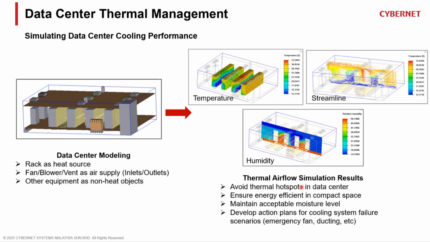With this kind of data, you want to avoid hotspots in the data center. You want all the aircon to be able to reach all the data racks, and sometimes you want to maintain an acceptable moisture level. Once you have all this, you know how your aircon is going to perform inside the data center, whether it's really able to cover everything or there's some area where the air is harder to reach. Then you can position your aircon differently, let's say move it somewhere closer, or actually install more aircon.